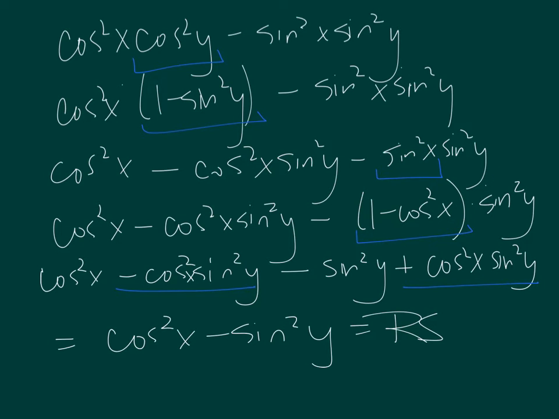And then again, I'm going to end up expanding. So cos squared x minus cos squared x sine squared y was what we had. This sine squared y multiplies by 1 to give this minus sine squared y. And this sine squared y times cos squared x gives me this. And it's a plus because this minus and this minus make a plus. So in this line, you'll notice that we have a minus cos squared x sine squared y and a plus cos squared x sine squared y, so those will go away. And I'm left with cos squared x minus sine squared y. And that's the right side. That's what I wanted.